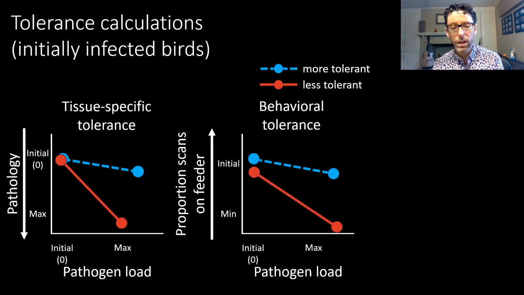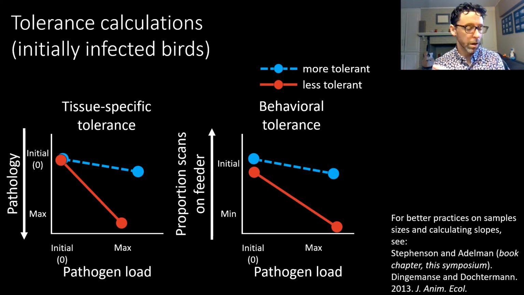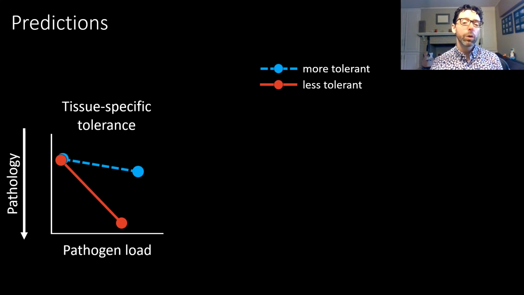For behavioral tolerance, we looked at the proportion of those scan samples that the bird was on the feeder at the initial and the day on which that was lowest during infection. And then we coupled that with the initial and the maximum pathogen load for those slopes. Note that there are more robust ways to do this. You need a lot bigger sample sizes, but we discussed that in our chapter, and it's largely based on the Dingemanse and Dochtermann paper.